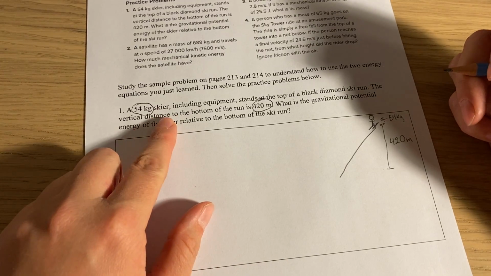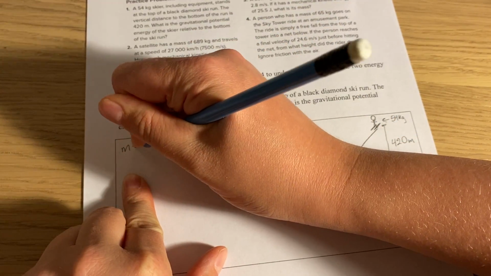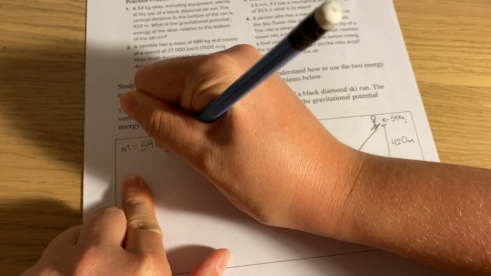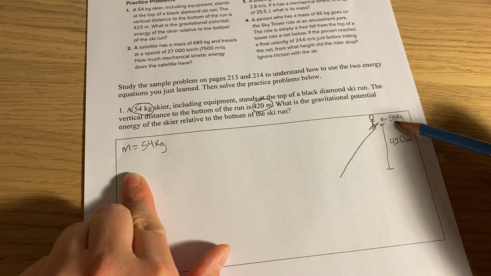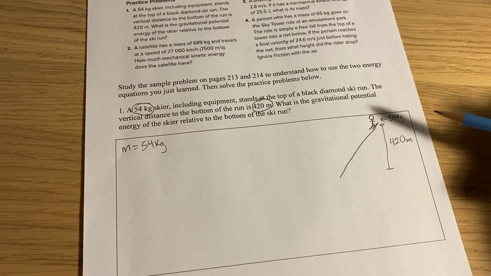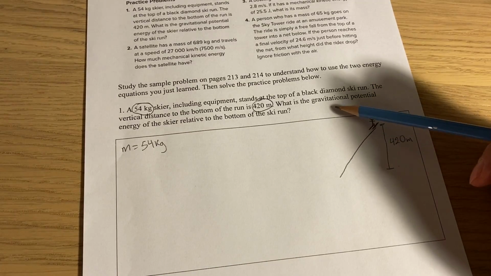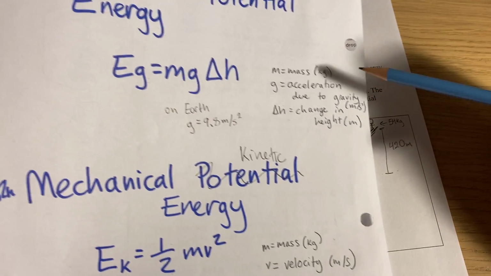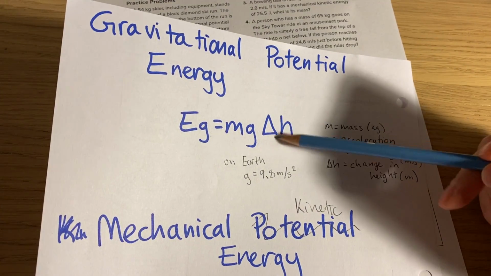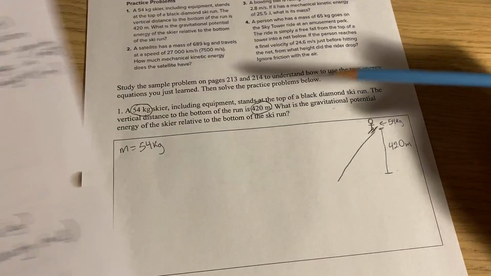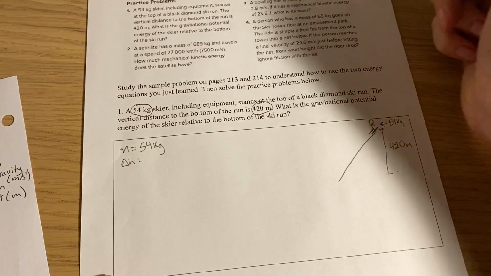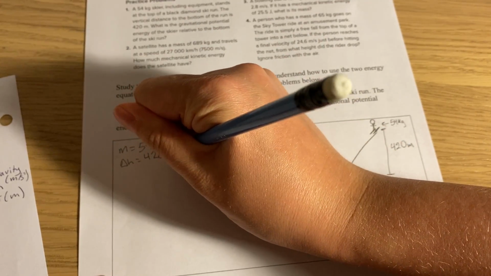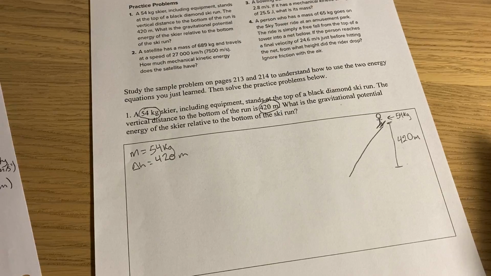54 kilogram skier, that's their mass. So m equals 54 kilograms. And then the vertical distance from the top of the run to the bottom is 420 meters. We also know that we're looking for gravitational potential energy, so I can look at my equation to give me a hint. The vertical distance is the change in height. So delta h equals 420 meters. Great, that's the first step.